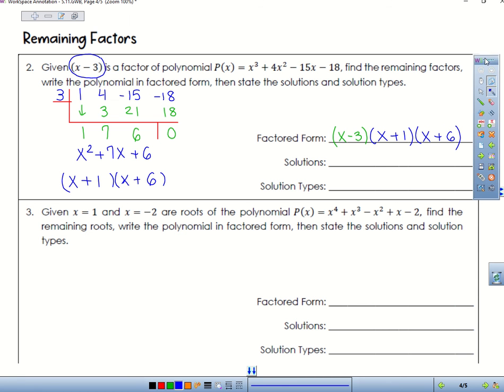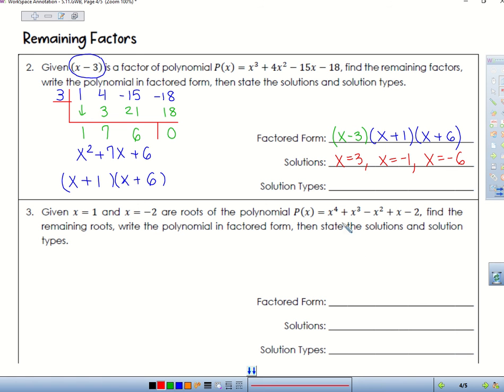Now to find the solutions, you set each of these separate binomials equal to 0. Now these are easy enough that you can just do it in your head. x is 3, x is negative 1, and x is negative 6. So when it's simple enough, you can do it in your head. Okay? Everyone understand how I got the solutions there? I set each one equal to 0.